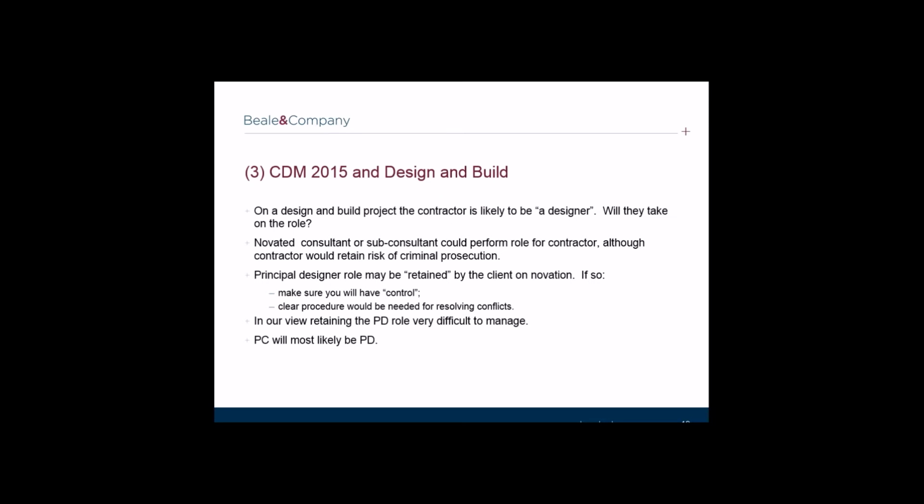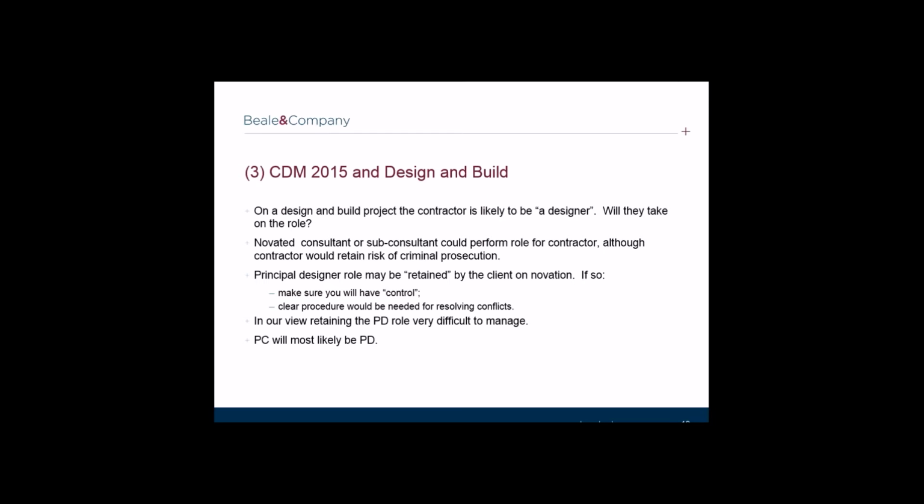The next question we're going to look at concerns CDM 2015 on design and build projects. The CDM regulations apply to those projects. One facet of these types of project is that the contractor is likely to be a designer as previously defined. As such, will they take on that role? This will depend on when the design and build contractor becomes involved in a project. If they are not involved from the outset, then under the CDM regulations, the client will have to appoint a separate principal designer first for the pre-construction phase. This would be the norm for projects, for example, that go out to tender.